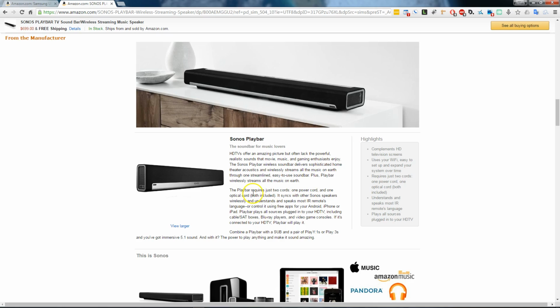The Playbar requires just 2 cords. Again, very, very visual. You only have 2 cords to deal with. And I'm looking at my old Marantz audio system, and there are about 14 cords. So compare that, 2 cords, that's all you need. 1 power cord and 1 optical cord, both included.